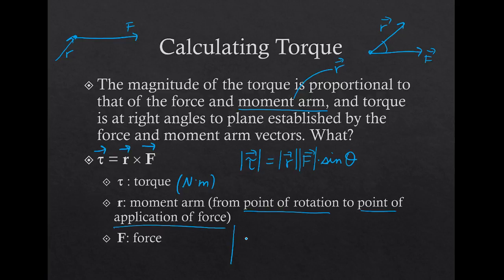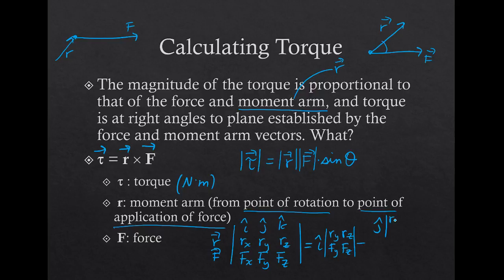Also remember that another way to find the torque is, if you're given r and F in unit vectors, then we can evaluate this matrix. If I have r and F as rx, ry, rz, Fx, Fy, and Fz, to evaluate that, I take i hat times the determinant of ry, rz, Fy, Fz. Then we subtract j hat times the determinant of rx, rz, Fx, Fz. And then we add k hat times the determinant of rx, ry, Fx, Fy.